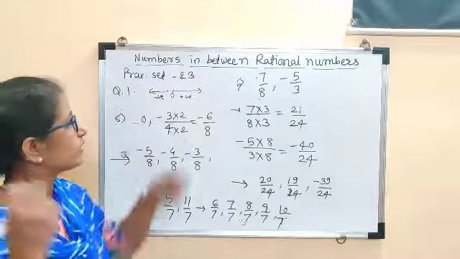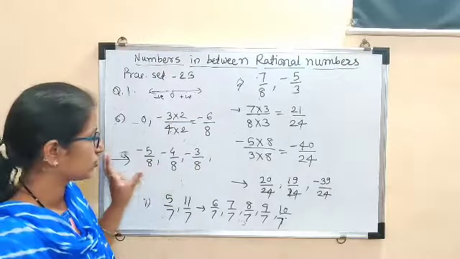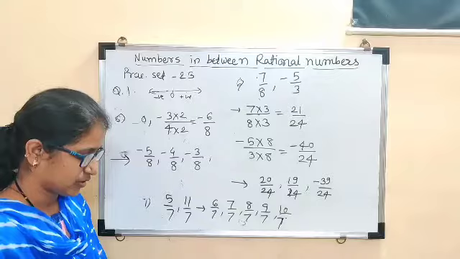Now I know this is given in the heading, numbers in between rational numbers. Okay. So this is our small part. You complete it. Thank you, students.